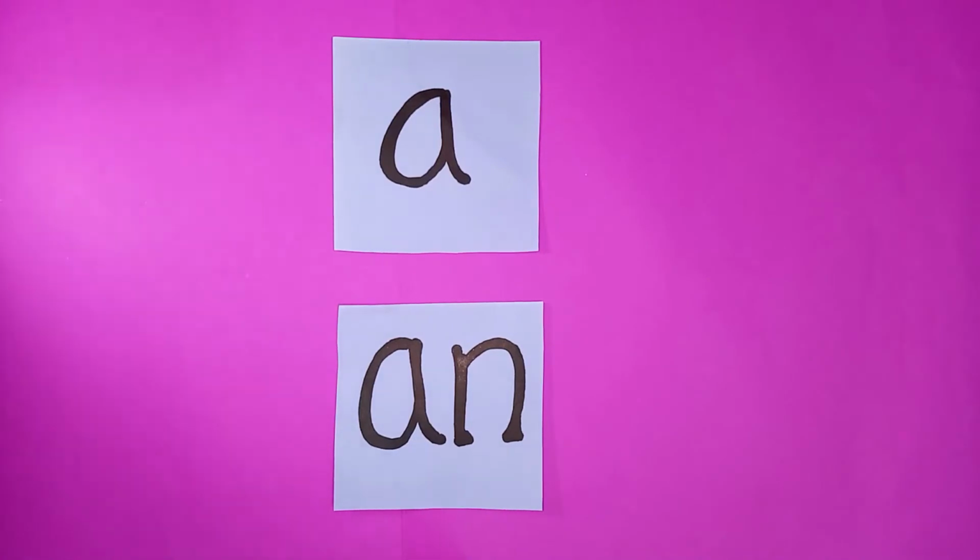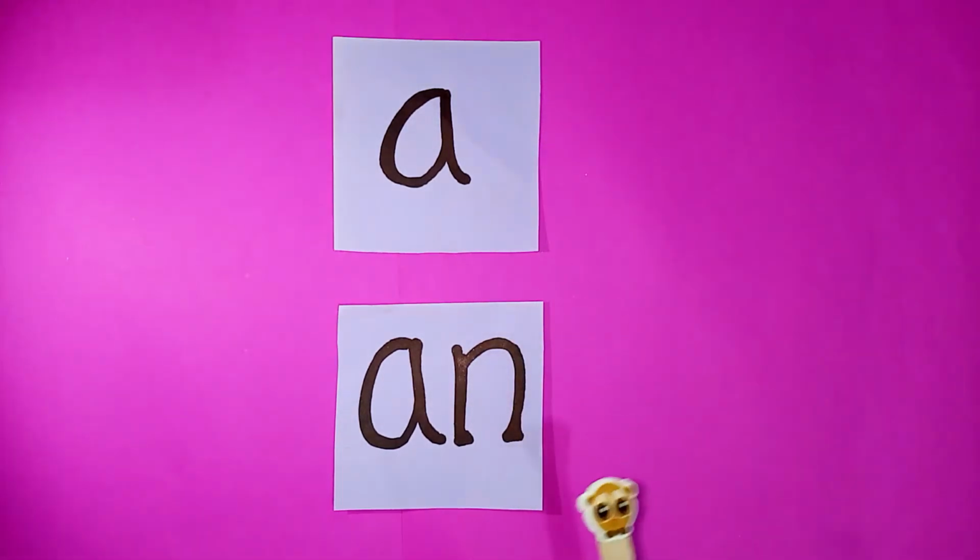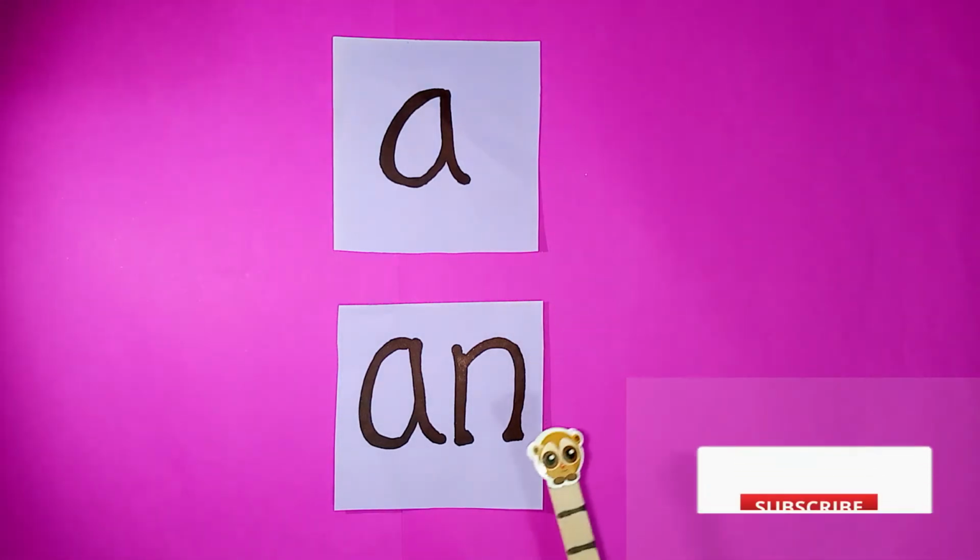Hi kids, in this video we are going to learn about the use of a and an. We use a or an before a singular naming word. That means if there is a singular object, we use a or an.